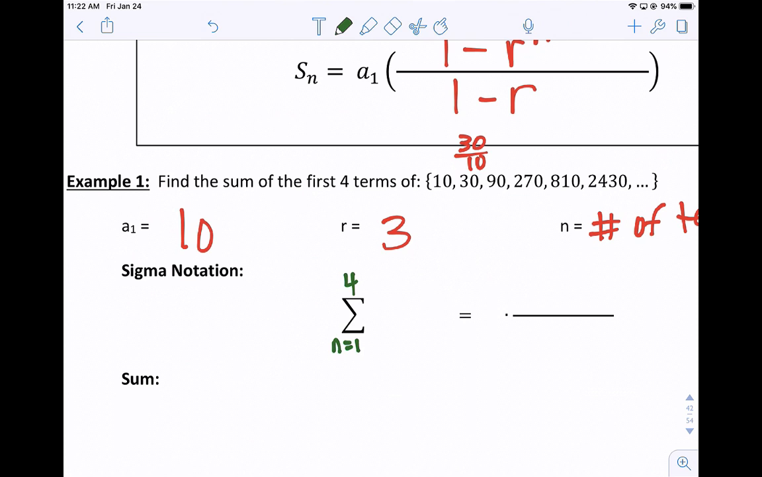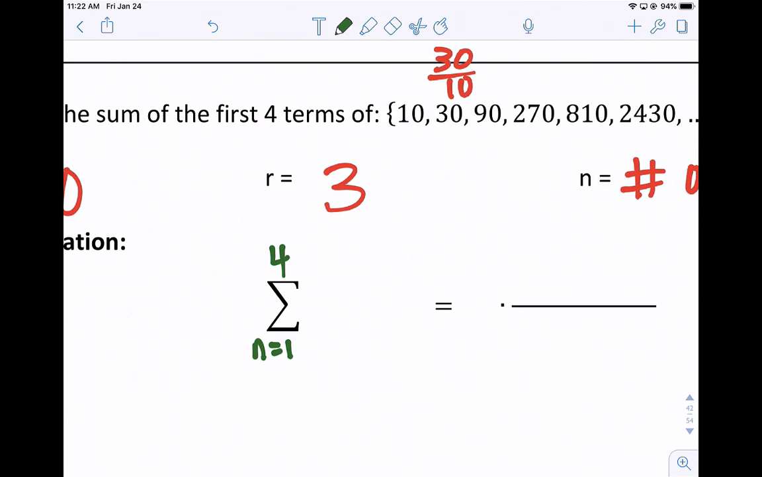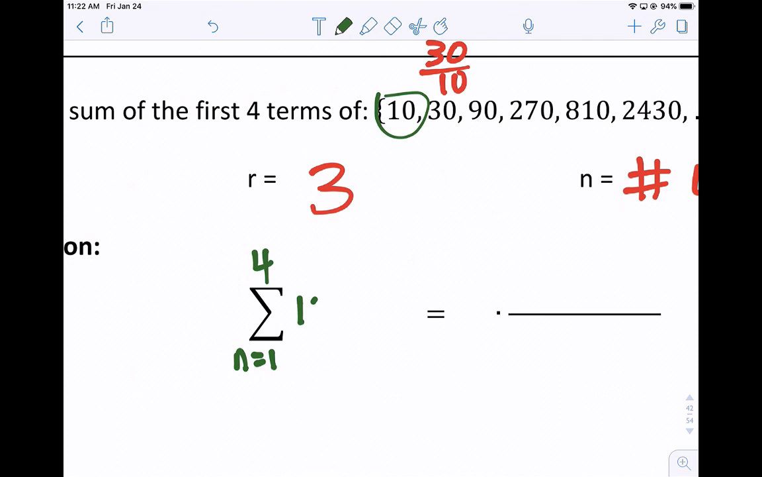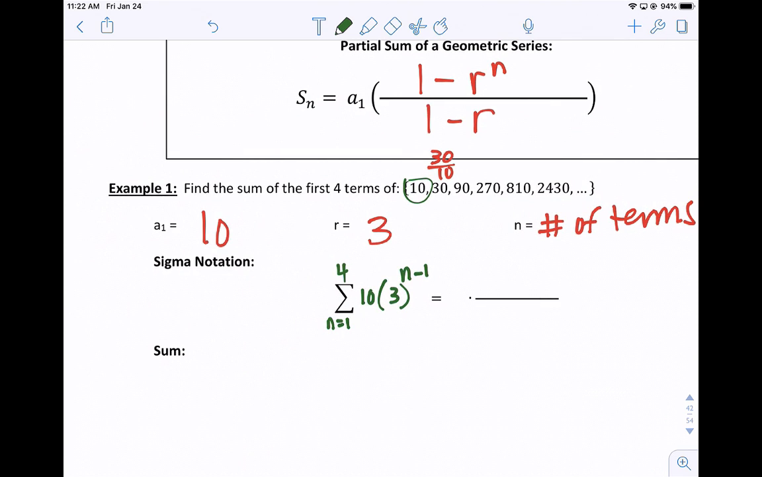This is geometric, so it's exponential. So I'm going to start with the first term, 10, and it's tripling every time. But since I started with the first term, I have to shift it back to the 0 term, so n minus 1. So there's the sigma notation.